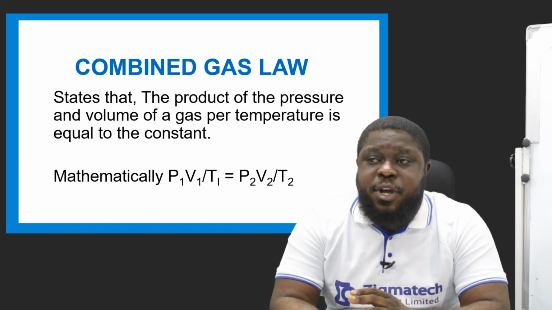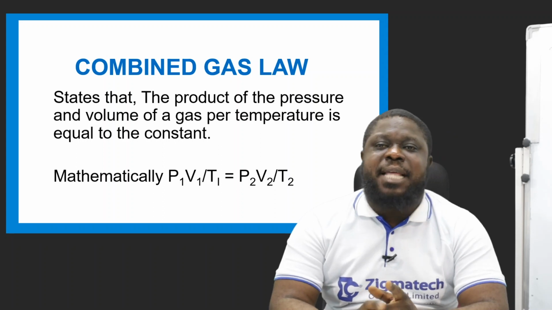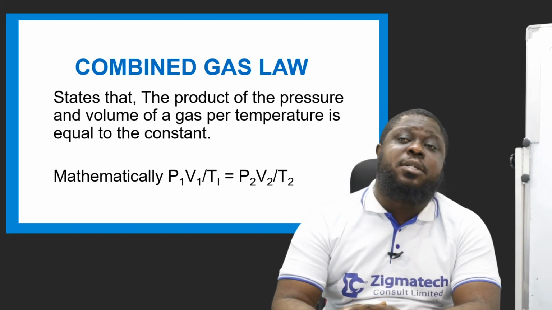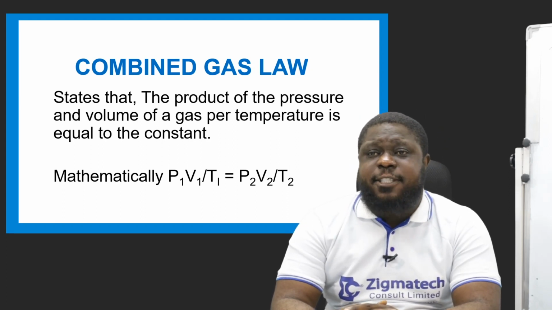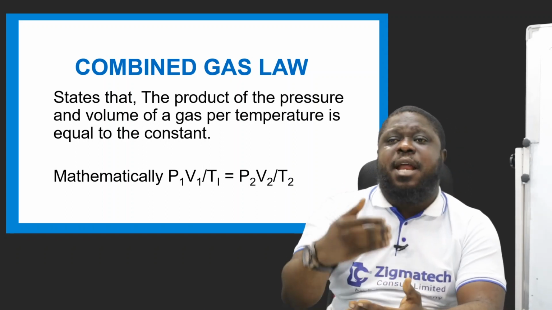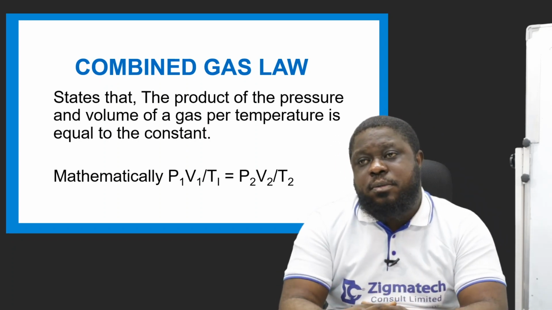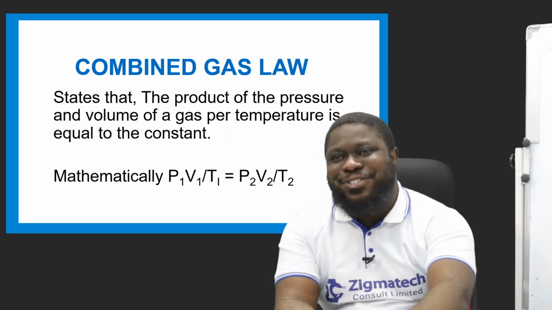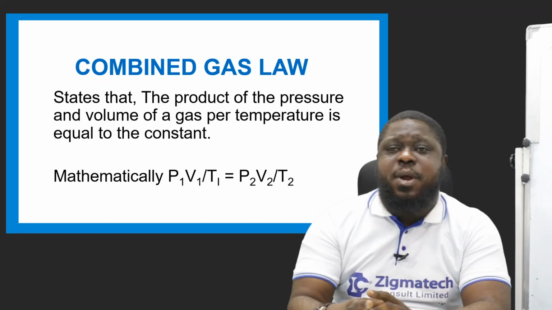Now, the volume talks about Avogadro and Gay-Lussac. The pressure constant talks about Charles, and the temperature constant talks about Boyle's law. So these three laws say the product of the pressure and volume of a gas per temperature is equal to the constant. In essence, if you multiply the pressure and the volume at each temperature, all of them will be equal. If the pressure increases, the temperature will increase and the volume will increase. That's the combined gas law.